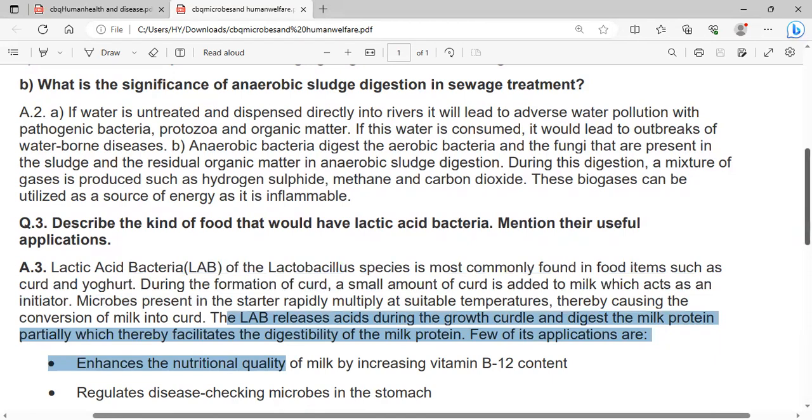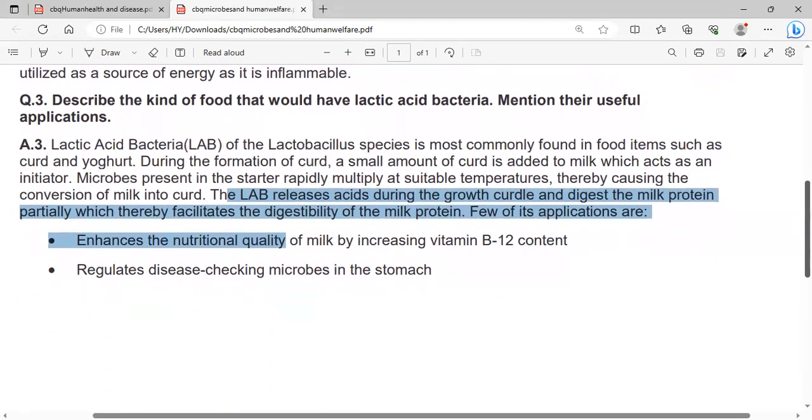They digest milk protein partially, which thereby facilitates digestibility. LAB ने एसिड रिलीज करता है, लैक्टिक एसिड, जिसकी ग्रोथ से मिल्क कर्डल हो जाता है, कर्ड में बदल जाता है, डाइजेस्ट कर देता है मिल्क के प्रोटीन को पार्शियली और फैसिलिटेट करता है डाइजेस्टिबिलिटी. मिल्क प्रोटीन अब डाइजेस्ट होने लगता है.